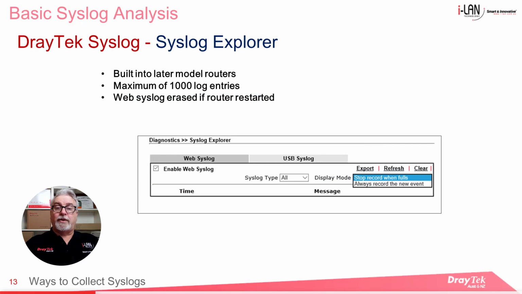Another method that can be used to capture syslog is the Syslog Explorer function built into later model routers. To set this up, go to Diagnostics, Syslog Explorer and enable the Web Syslog. Choose the syslog type and the display mode as shown in the diagram here. Keep in mind that this method will only capture a maximum of 1000 log entries, and all the logs are erased if the router is restarted. But you have the option to download the syslog to a file on your PC for further analysis.